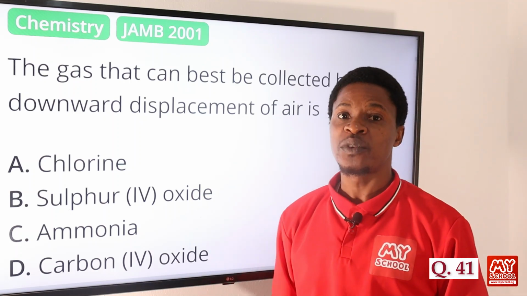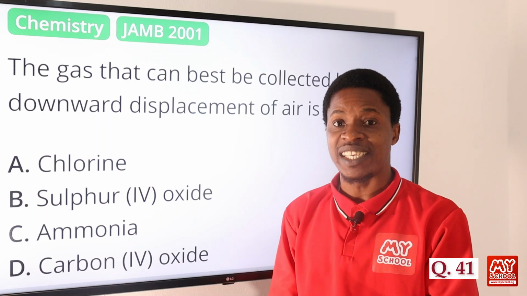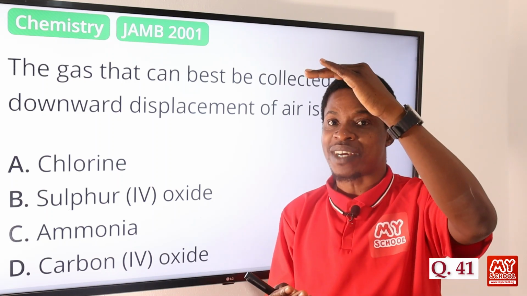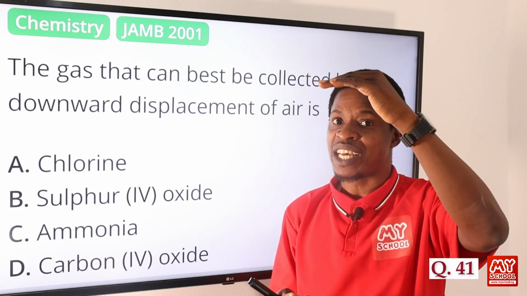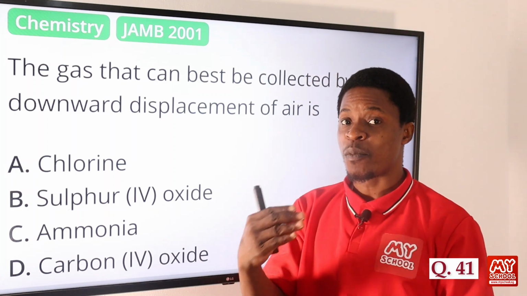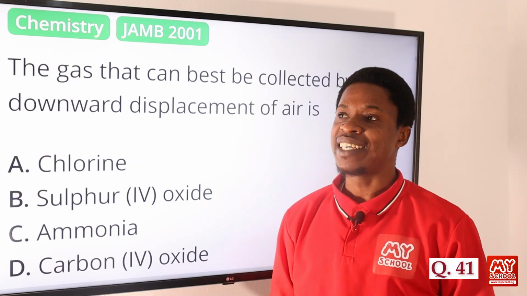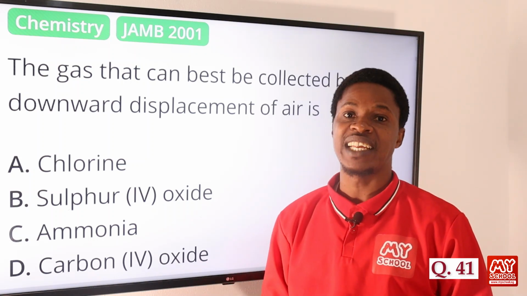Then look at sulfur dioxide. Sulfur dioxide, SO2, is also denser than air, so it's going to be underneath while air will be above that. So you can't take it by downward delivery. It has to be by upward displacement. So option C is ammonia, NH3. Ammonia is lighter than air.